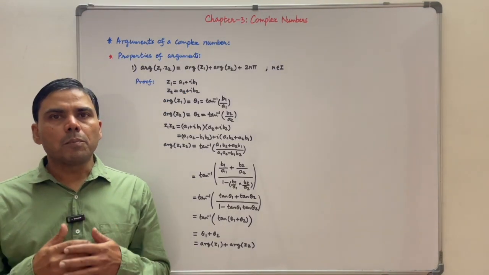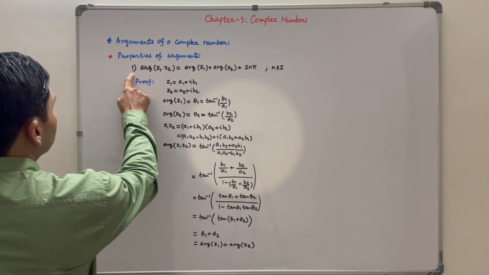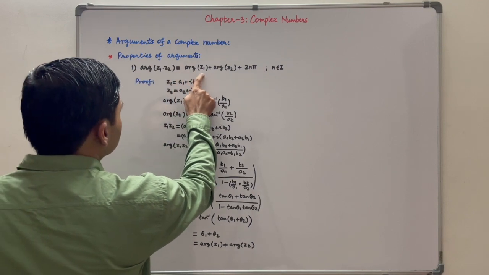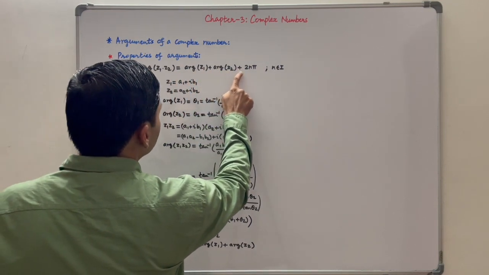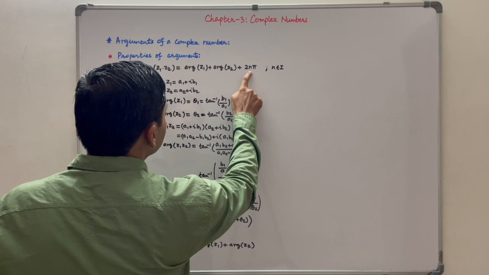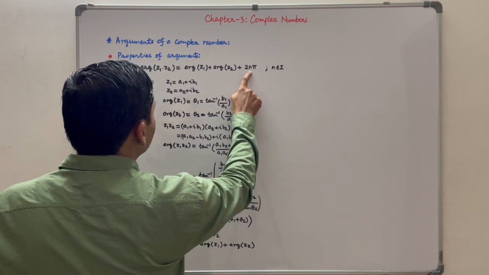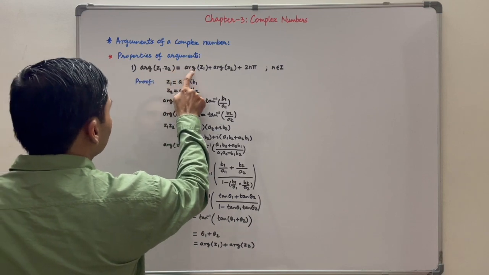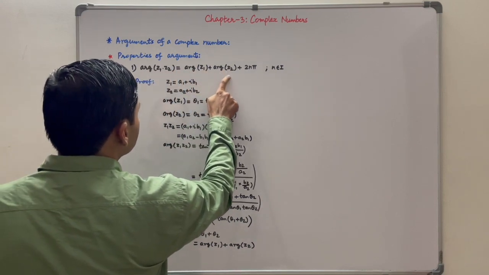Now let us see properties of arguments. First property: argument of z1 z2 is equal to argument of z1 plus argument of z2 plus 2n pi, where n is integer. If we talk only about principal arguments, we can say argument of z1 z2 is equal to argument of z1 plus argument of z2.